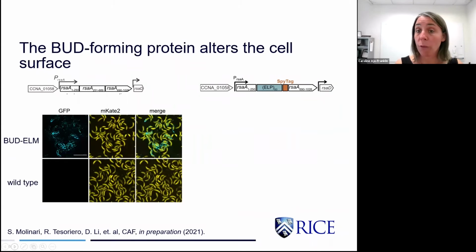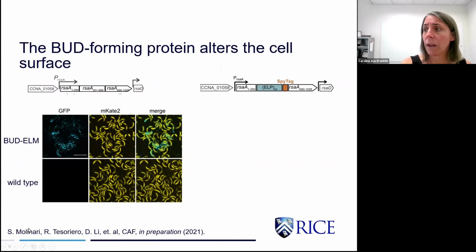We can show that these new BUD materials actually form from the protein, and that the protein underlying their formation is on the cell surface. So what we can do, using the SpyTag interaction, is incubate these engineered cells, or the wild type, with GFP-SpyCatcher. And what you see is, in the case of our engineered strain, the GFP binds to the outside surface of the cell, lighting up the extracellular surface, whereas in the wild type, we don't see any significant staining. And here, shown in yellow, is just the presence of the cell body through mKate fluorescence expression.